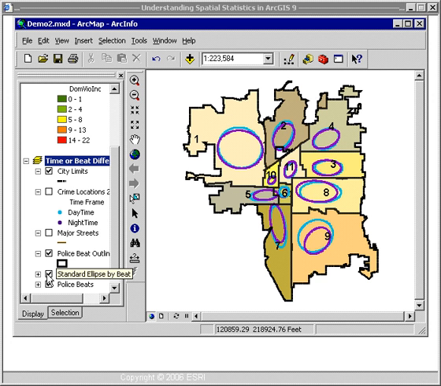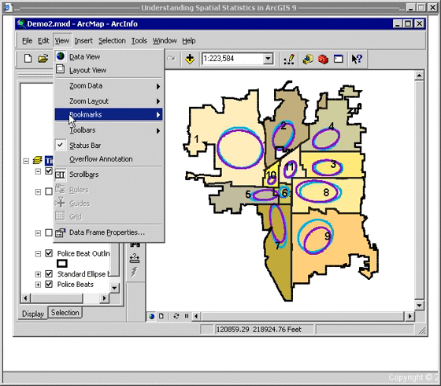From the results, we can see that in most of the beats, there aren't any drastic differences between the occurrence times distributions. Let's take a closer look. I'm going to zoom in to beat number 6.